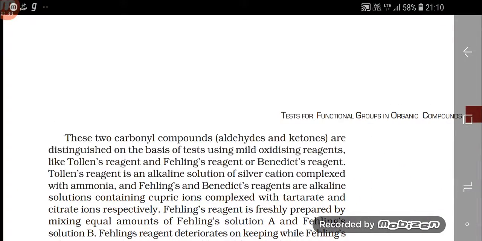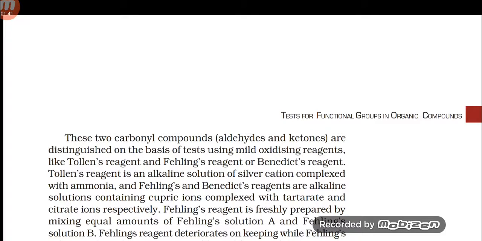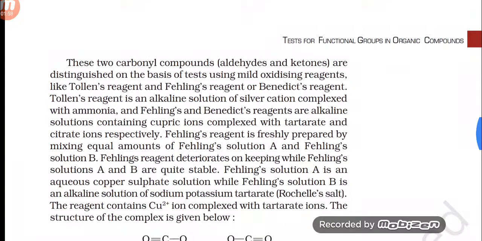These two carbonyl compounds, aldehydes and ketones, are distinguished on the basis of tests using mild oxidizing reagents like Tollens reagent and Fehling reagent or Benedict's reagent. Tollens reagent is an alkaline solution of silver cation complex with ammonia, and Fehling's and Benedict's reagents are alkaline solutions containing cupric ions complex with tartarate and citrate ions respectively. Fehling's reagent is freshly prepared by mixing equal amounts of Fehling solution A and Fehling solution B.